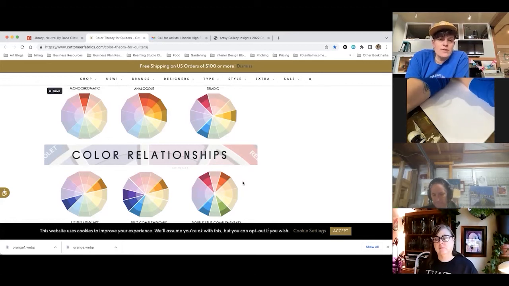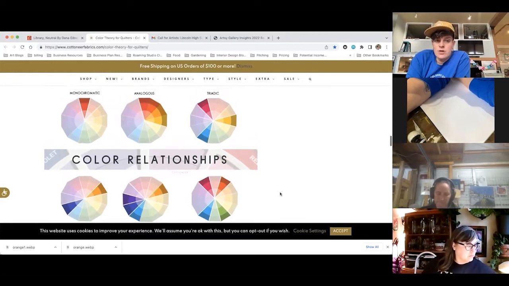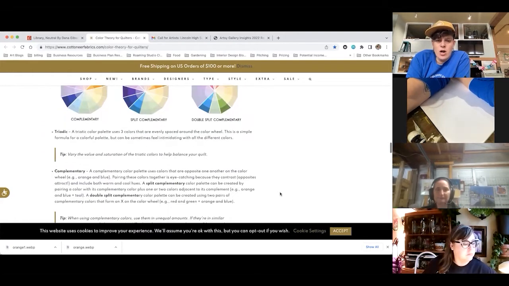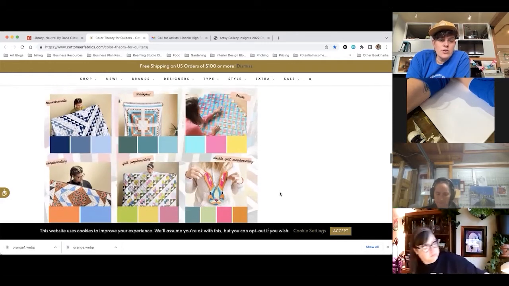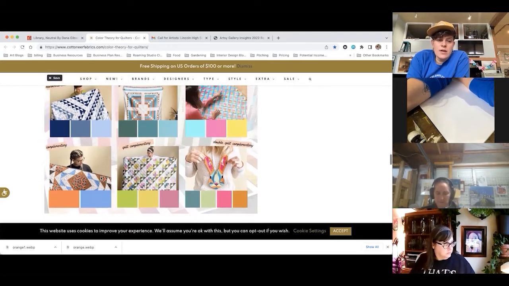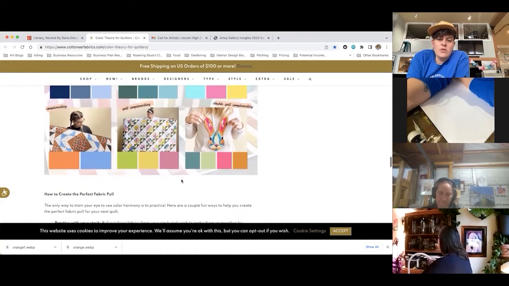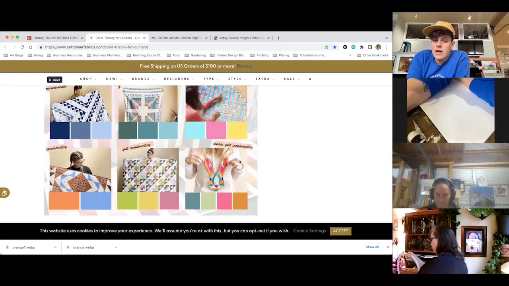What I like about this weird quilting workshop that talks about color theory is not only do they show you color relationships so you can see directly how they work, but they also show you some quilts with these colors and what kind of color scheme they are. I think that we talk about this and we can't always see how they apply together.